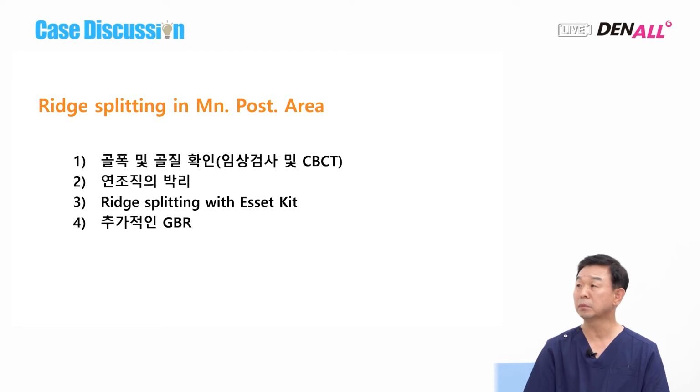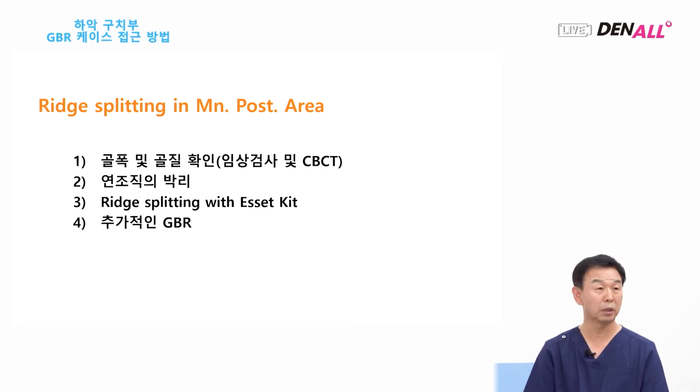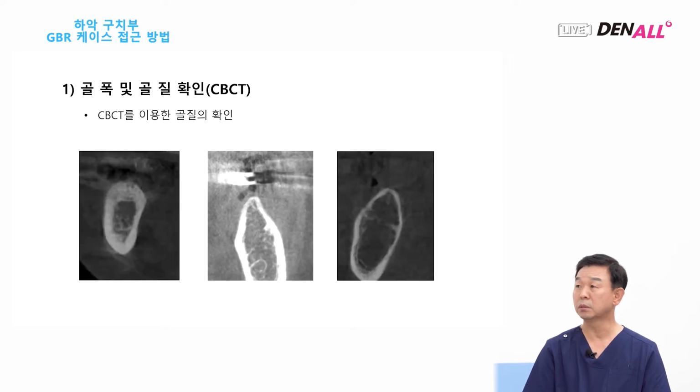knife edge bone at the mandibular posterior region, these are the conditions to do ridge splitting. The bone width should be 4 millimeters at minimum, and CT should be checked. If the cortical bone is thin and cancellous bone should be enough inside, then we can do the ridge splitting. In the mandible, when we do the ridge splitting, we need to check the bone quality using CBCT. That's the key point.